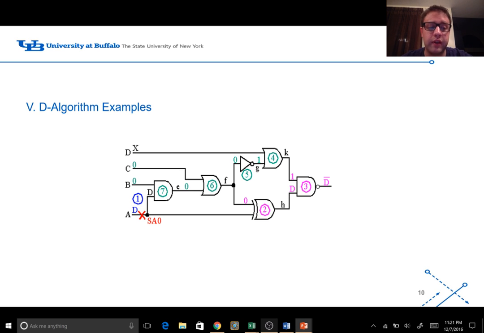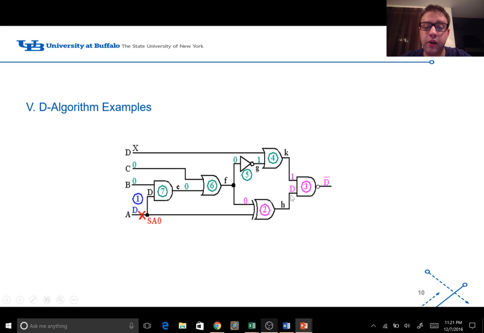So I'm going to look at an example just to walk through how this would look. We're starting by assuming there's a stuck-at-0 fault on node A. That node receives a value of 1, but what we're actually going to assign it is the letter D. So that was step 1, just to assign D to the stuck-at fault.